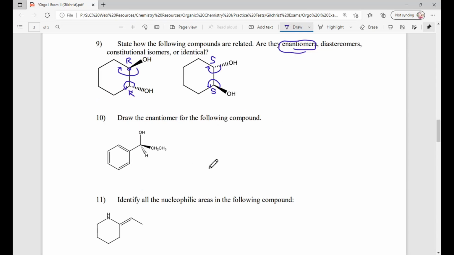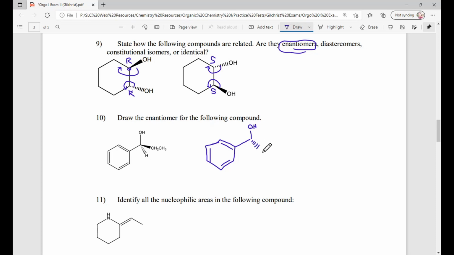Here it says draw the enantiomer of the following compound. When drawing an enantiomer, the easiest thing to do is just to flip the wedge and the dash groups. There are a lot of different ways you could do it, but the easiest thing is to draw the exact same thing in every single way, except when it comes to the wedge and the dash groups, I just switch them.